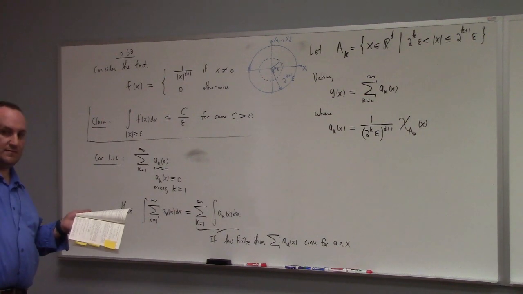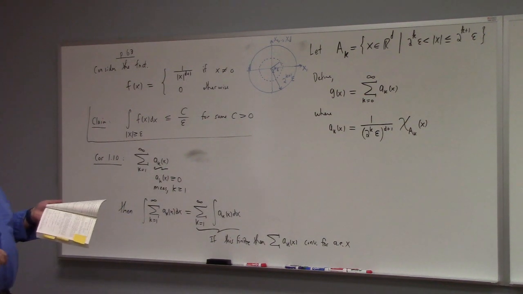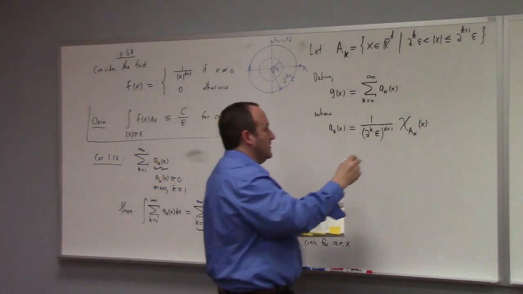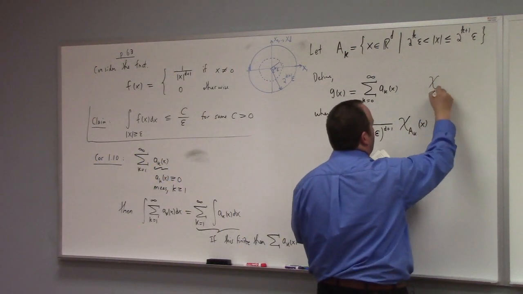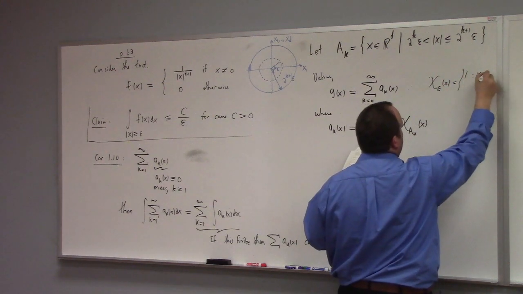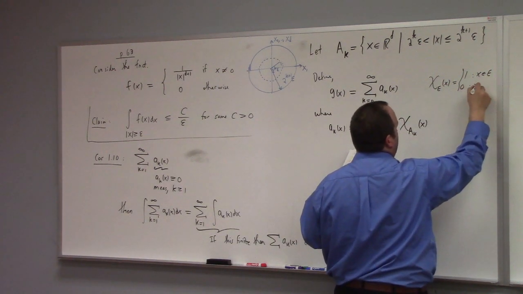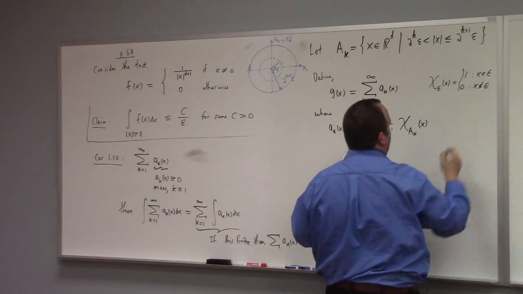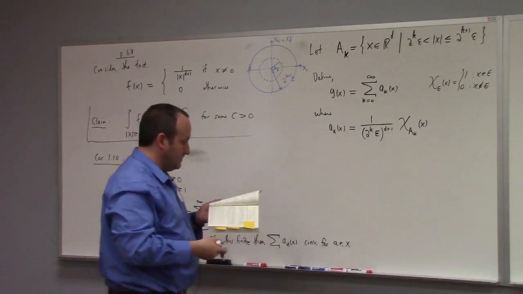Wait, what is chi A_k? This is the characteristic function. The way chi_E works is 1 if x is in E, and 0 if x is not in E. The characteristic function.